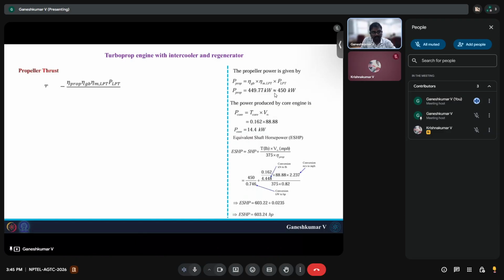So before calculating the specific fuel consumption, let's calculate the propeller power, the power at the propeller, which is the total power extracted at the LP turbine times the mechanical efficiency of the LP turbine, times the gearbox efficiency. There is some loss of power due to the transmission from the LP turbine to the gearbox, and the gearbox itself has an efficiency. So the remaining is the total propeller power, which is 471.67 kilowatt, and the propeller itself has an efficiency.